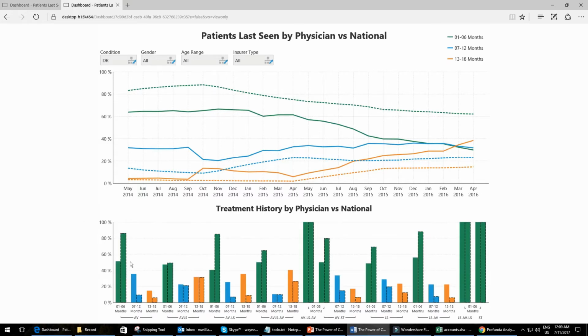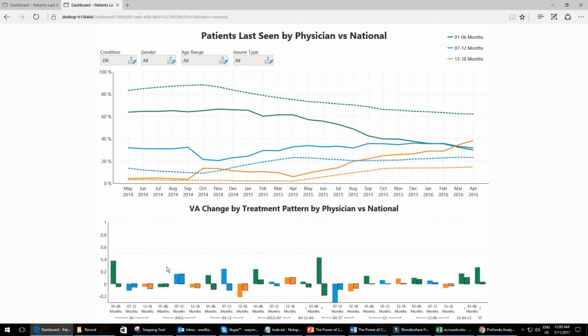Speaking of outcomes, we can also check the changes in visual acuity by treatment pattern. Remember, positive numbers mean worsening vision, while negative numbers mean improving vision. Again, what jumps out at us here are the results for patients who received only anti-VEGF drugs. Our doctor's patients appear to have suffered significant vision loss in their first 6 months. This 0.4 equates to about 4 lines on a vision chart. While nationally, patients receiving the exact same treatment enjoyed slight vision improvement.